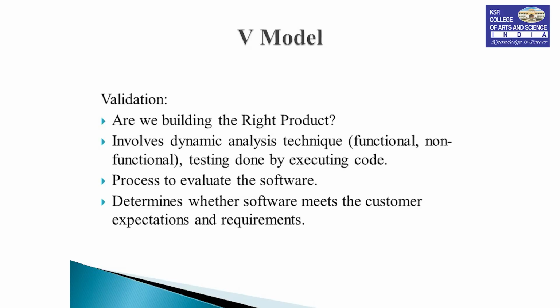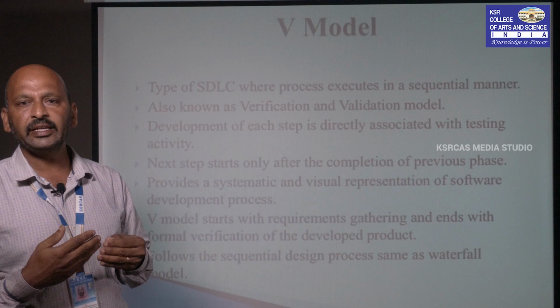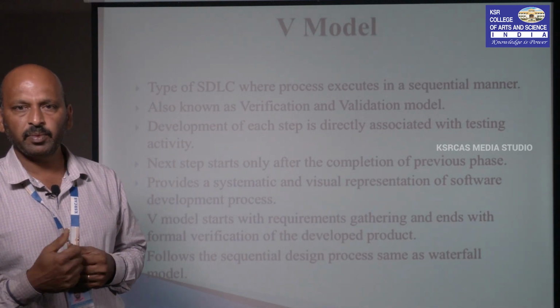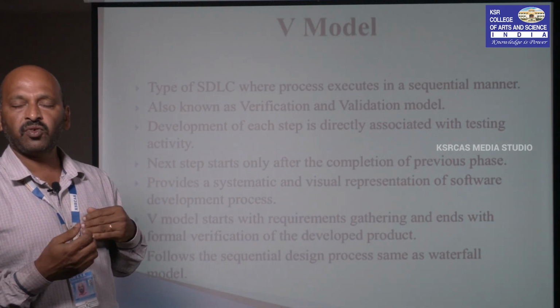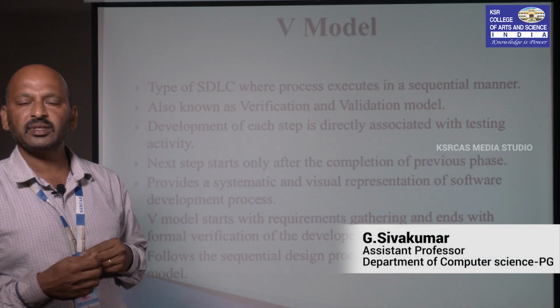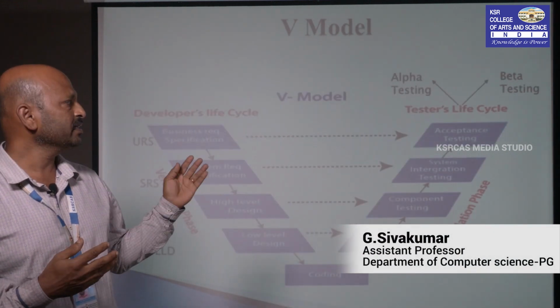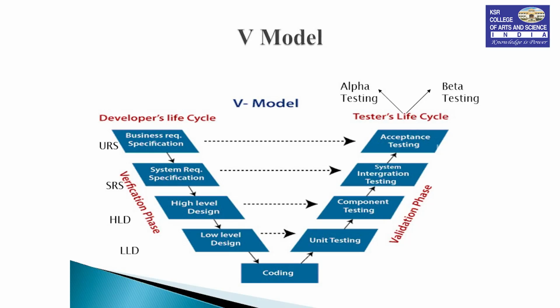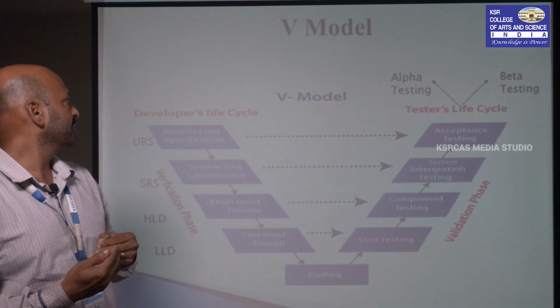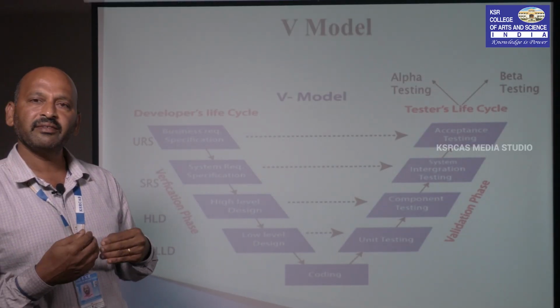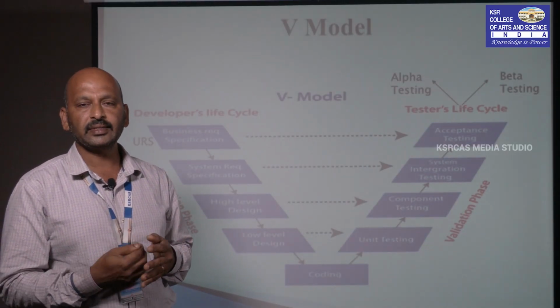The model starts with requirements gathering and ends with formal verification of the developed product. It follows a sequential design process, the same as the waterfall model. It's a diagrammatic representation of the V process model. This model contains two phases. One is verification, next is validation. The verification phase contains the developer life cycle and the validation phase contains the tester's life cycle.